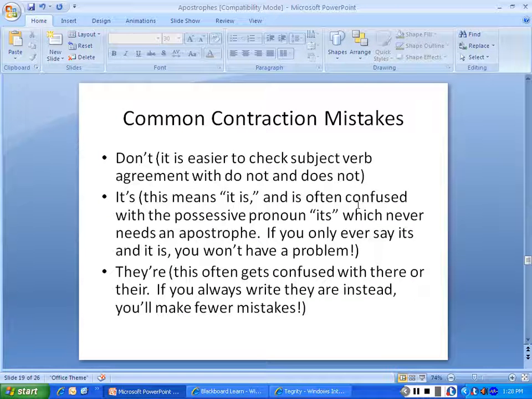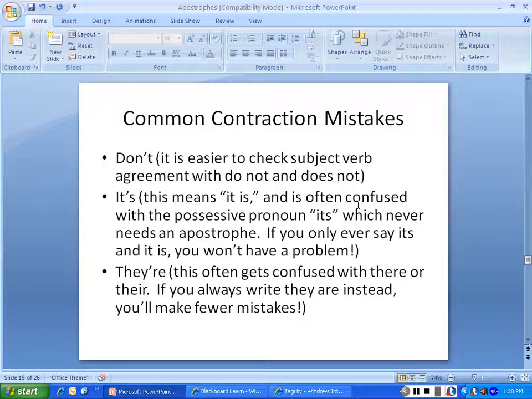Don't. It is easier to check subject-verb agreement with do not and does not than it is to check don't and doesn't. We may hear people say, he don't or she don't, and it might not sound as wrong to us as saying he do not or she do not, which is more recognizably incorrect. If we do not use the phrase don't, then it's easier to check our subject-verb agreement.